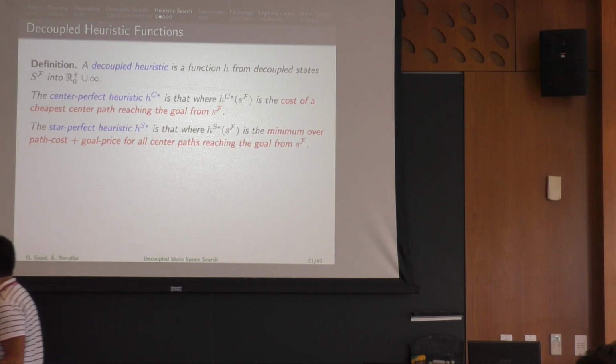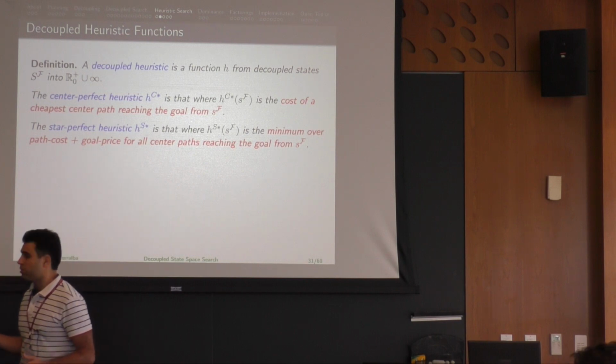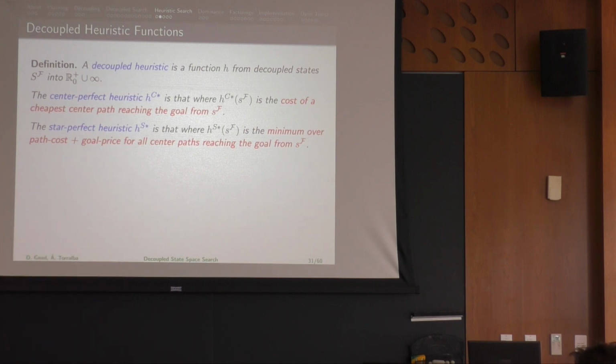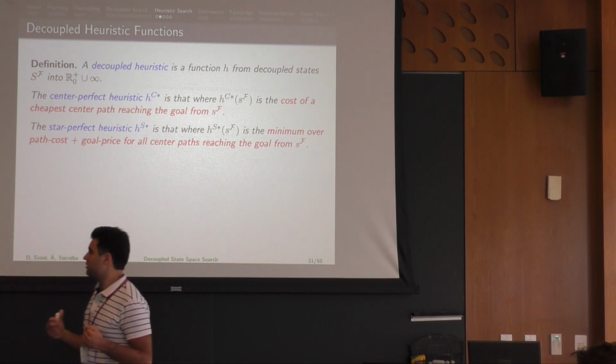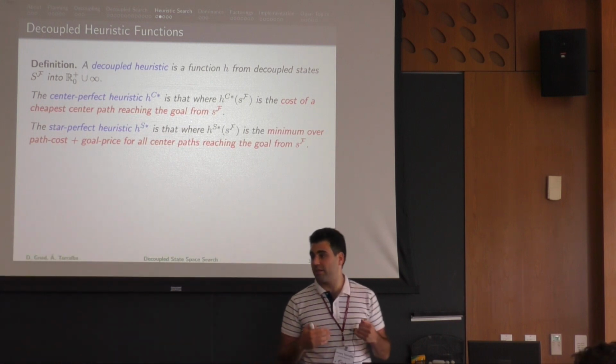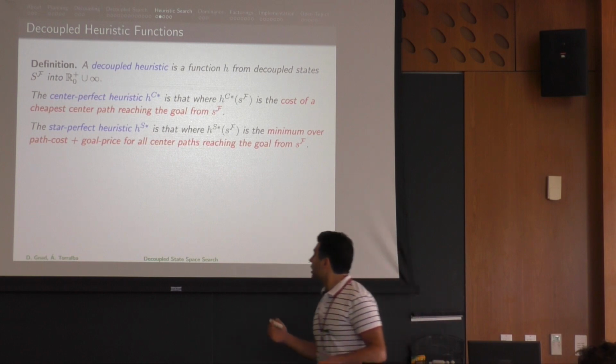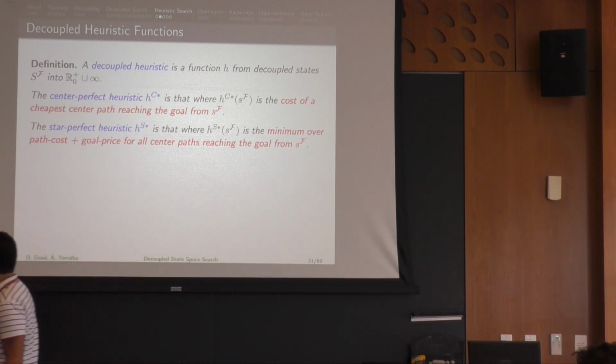So the point is, in this search, all these actions that you are applying in the search, all that you are branching over, are always center actions. Leaf actions are implicitly encoded in the pricing function, but in the search, you are only branching over center actions. So if you are trying to estimate the distance to the goal, it might make sense to have a heuristic that only depends on the cost of center actions. And this is actually useful because this measures the actual distance in your search to a goal decoupled state.